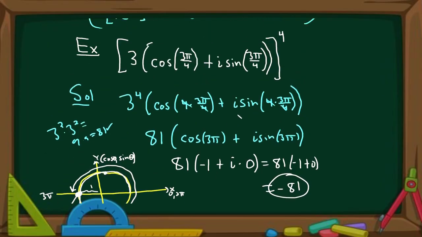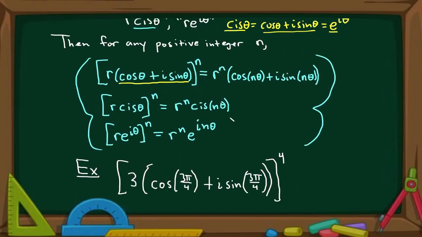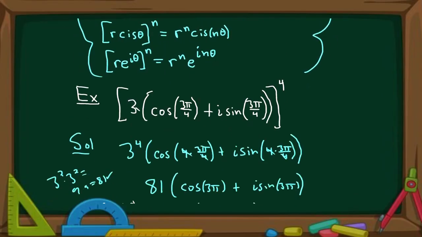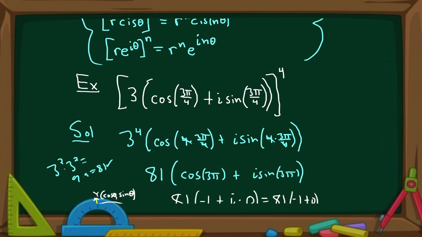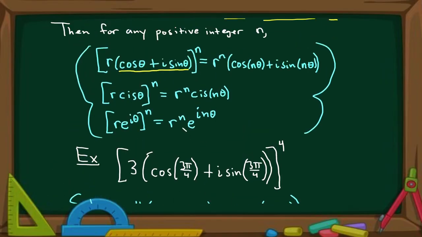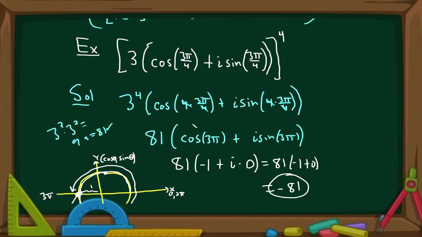It's pretty simple. All you do, again, is raise r, this is your r, to this power, and then put the number inside the trig functions, and then you clean it up. And after that, you're good to go. Remember, r is called the modulus, and theta is called the argument of the complex number.